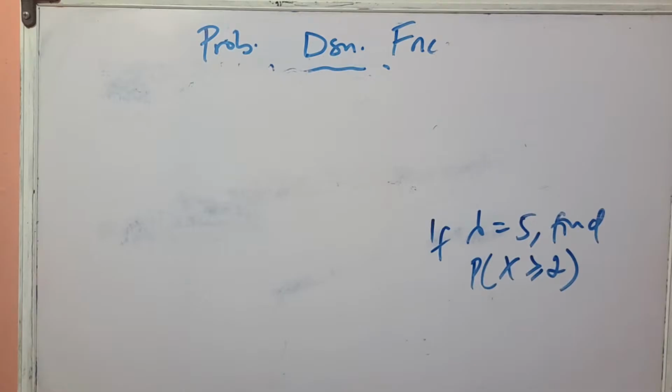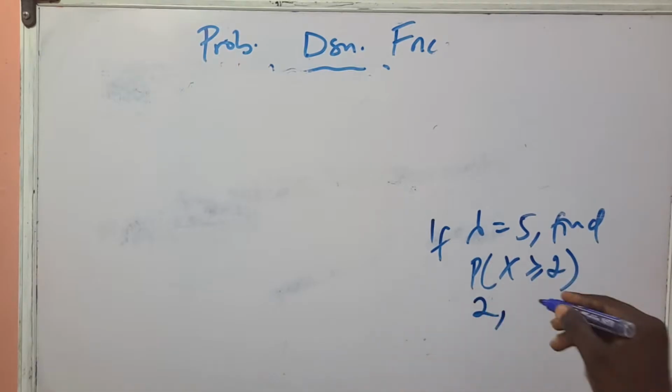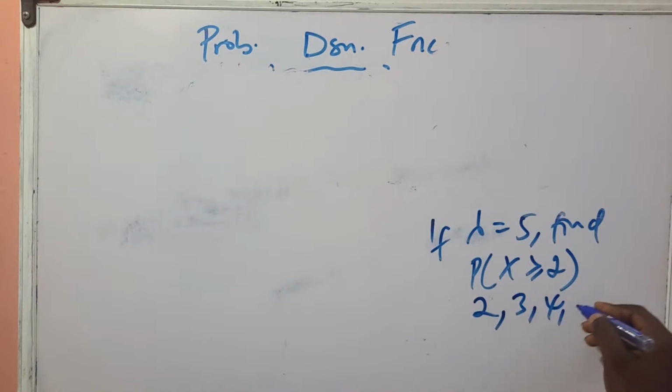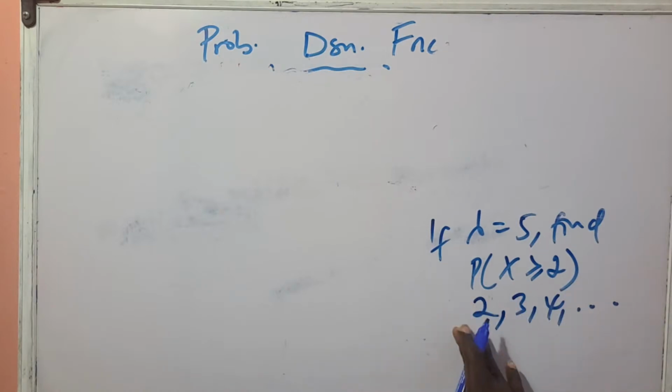So at least 2, because if you look at this, they are saying the probability that x is greater than or equal to 2. Greater than or equal to 2, so it can be 2, but it must not be less than 2. It should be 2, 3, 4, and so on. You can see this statement embodies the words at least 2. The least should be 2. All right? Good. So how do you solve this?